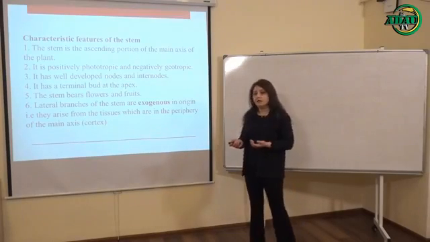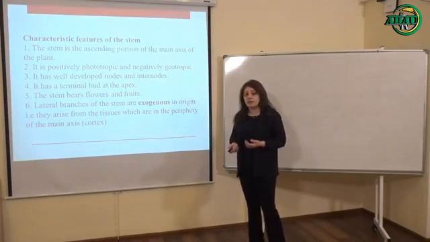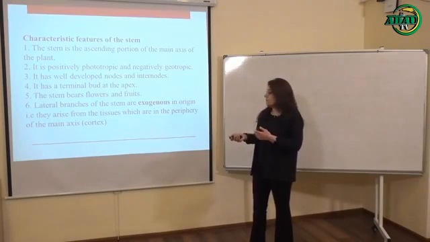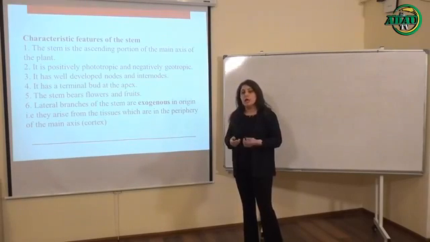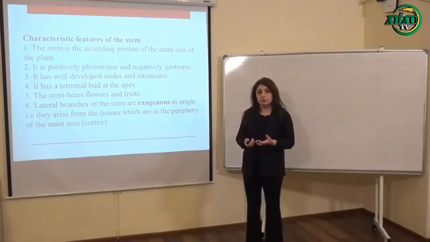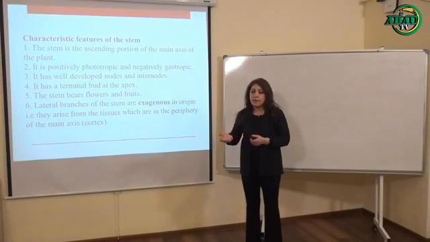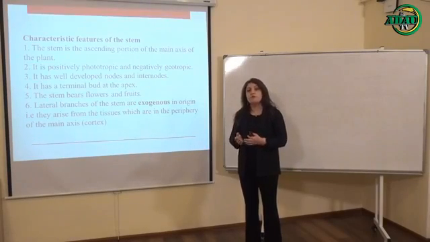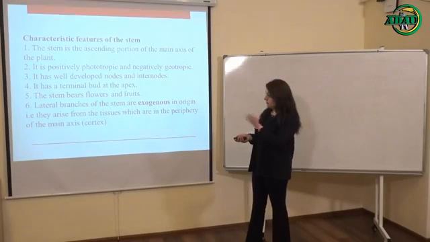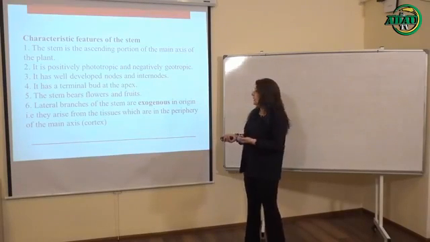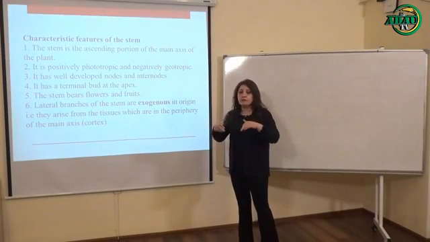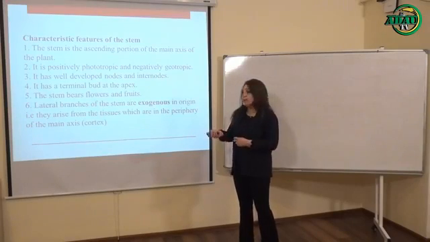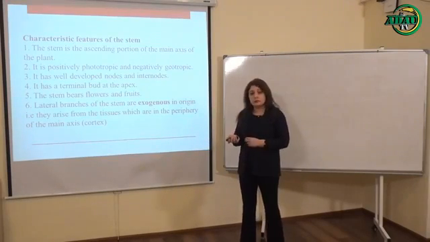And the lateral branches of the stem are exogenous in origin. That means that they arise from tissues which are located in the periphery of the main axis. For example, lateral branches of the root are endogenous, because they arise from inner tissues of the primary root, from the pericycle. But lateral branches of the stem are exogenous in origin because they arise from tissues which are located on the periphery, on the sides of the main axis, from the cortex.